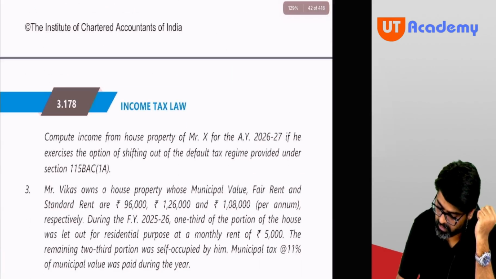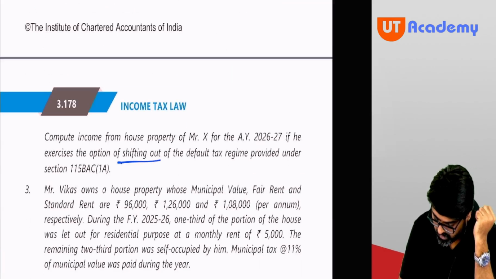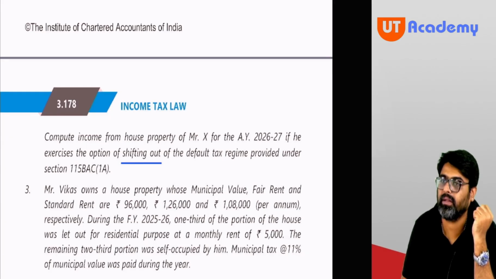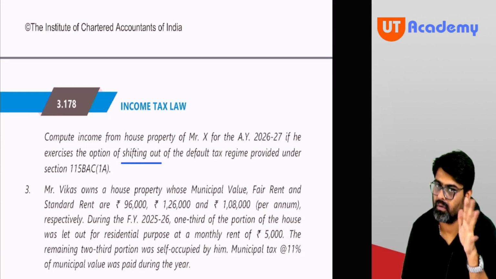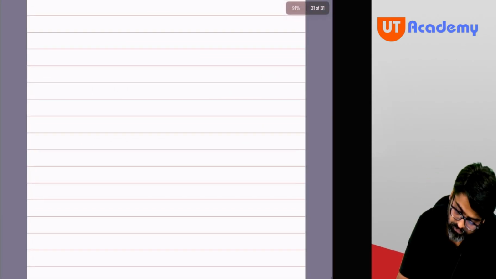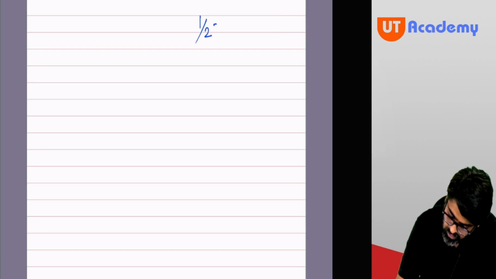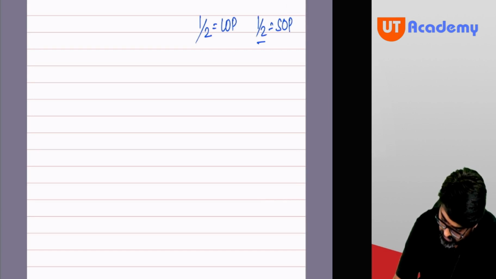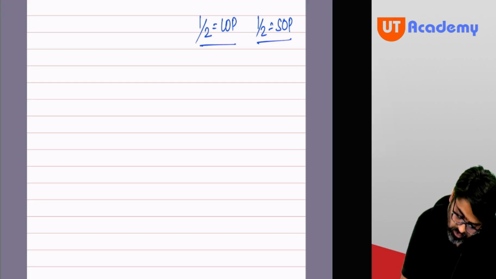Now compute the income from house property if he exercises the option of shifting out. Shifting out means 115 BAC followed or not followed? Not followed. Okay. Same type of presentation. First unit, half unit, let out. Half unit, self-occupied. Okay. So what is the total?